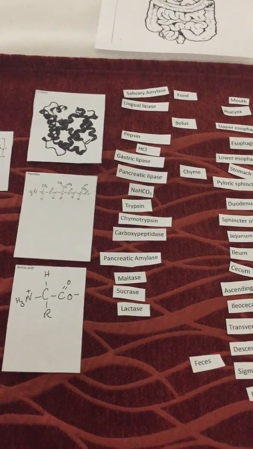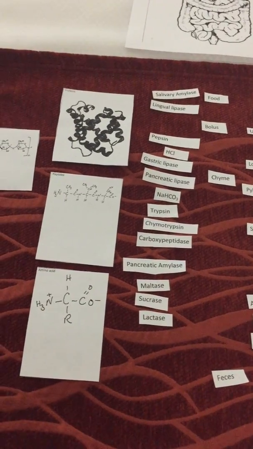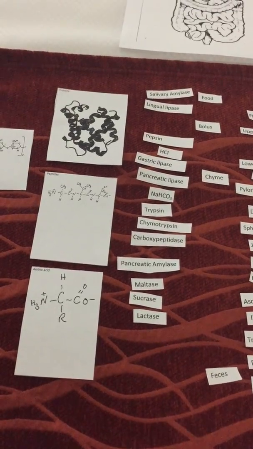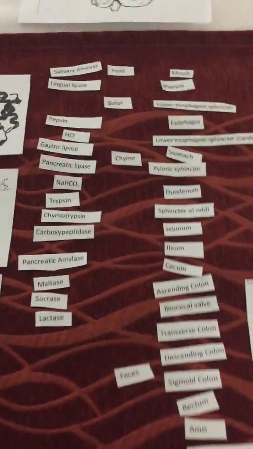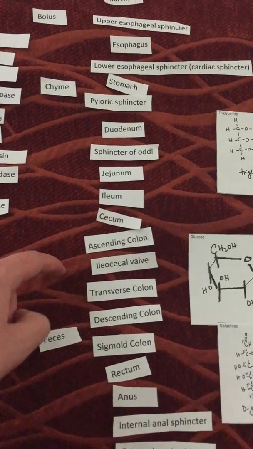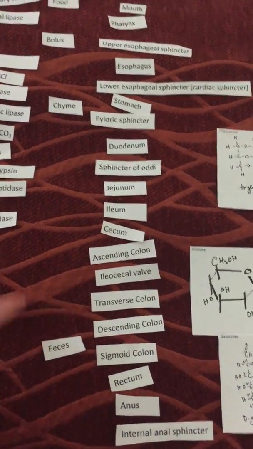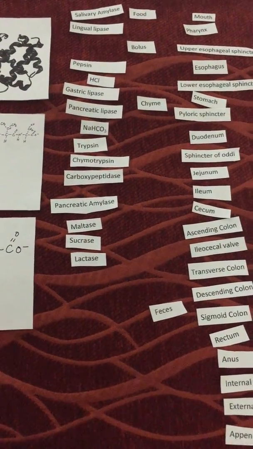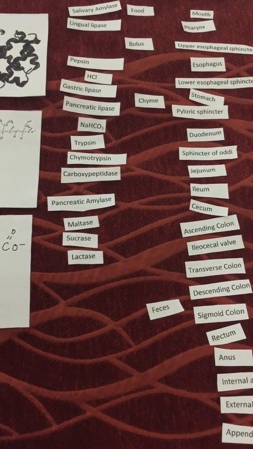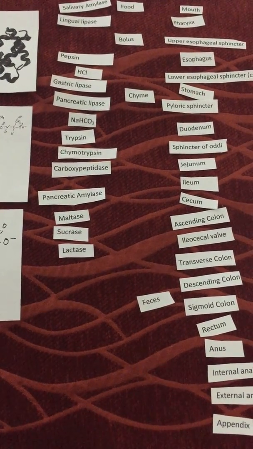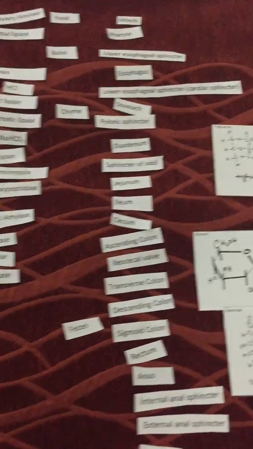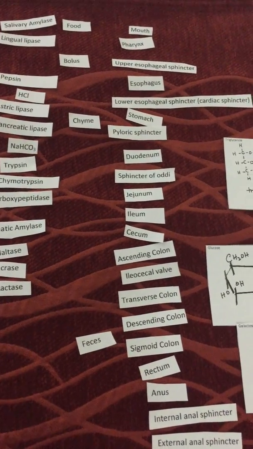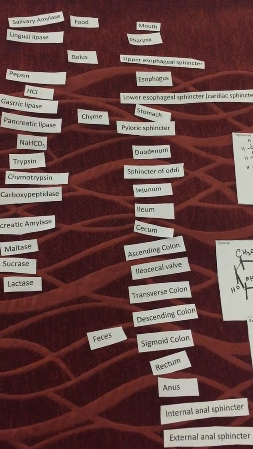When the chyme completes its 3 to 10 hour journey through the small intestine, it passes through the ileocecal valve, the connection to the large intestine. So it passes through this valve down here into the large intestine. The chyme's next stop is the large intestine. This tube is about 5 feet long and includes the cecum, the colon, the rectum, and the anal canal.